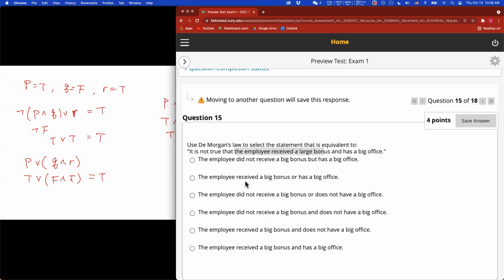So if you look at it here, employee did not have big bonus, so you negate the P, but you did not negate the Q. If you look at the next one, the employee received big bonus or big office, you only change the and to or, but you did not negate each part. So the correct answer will be the employee did not receive big bonus or does not have big office. So there is an or relation there. Right, so you negate both parts and then change the and to an or.